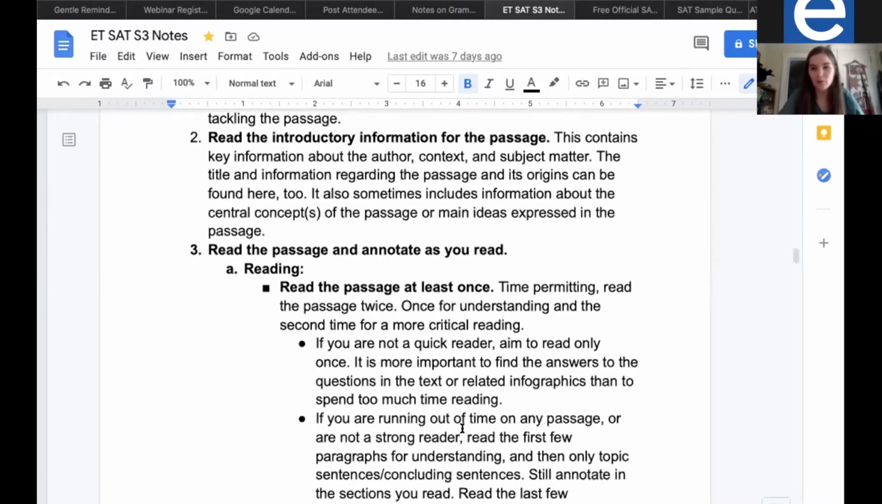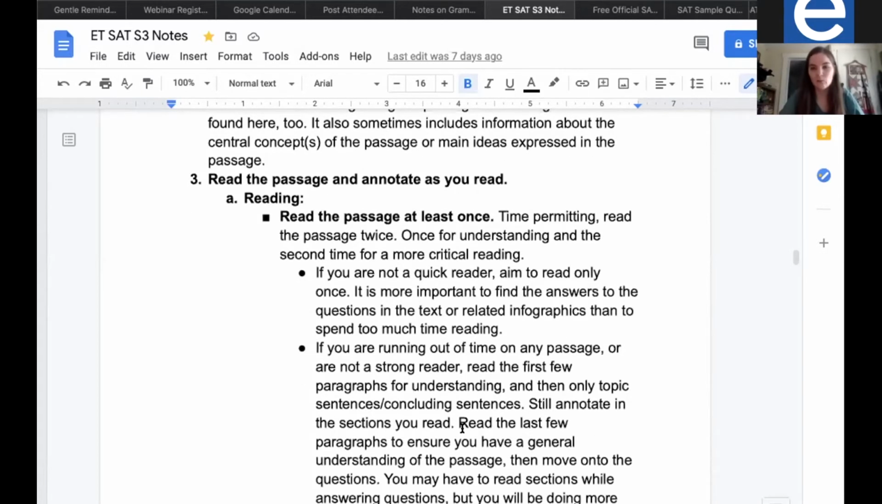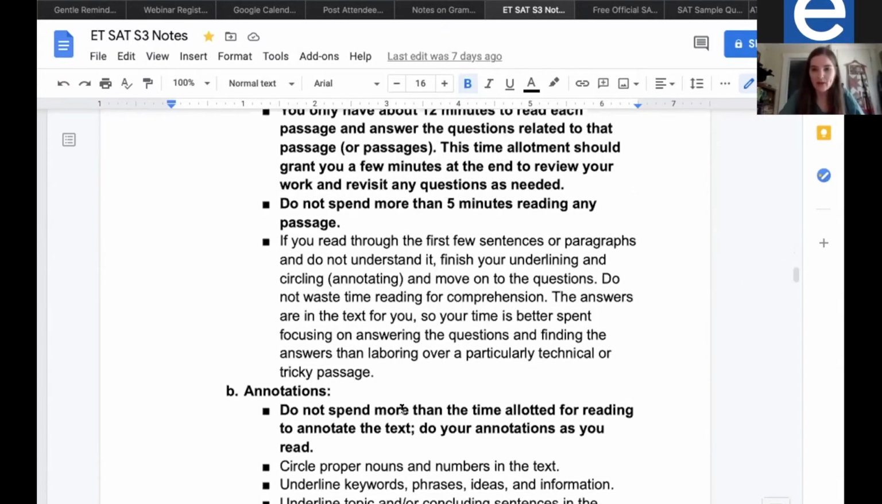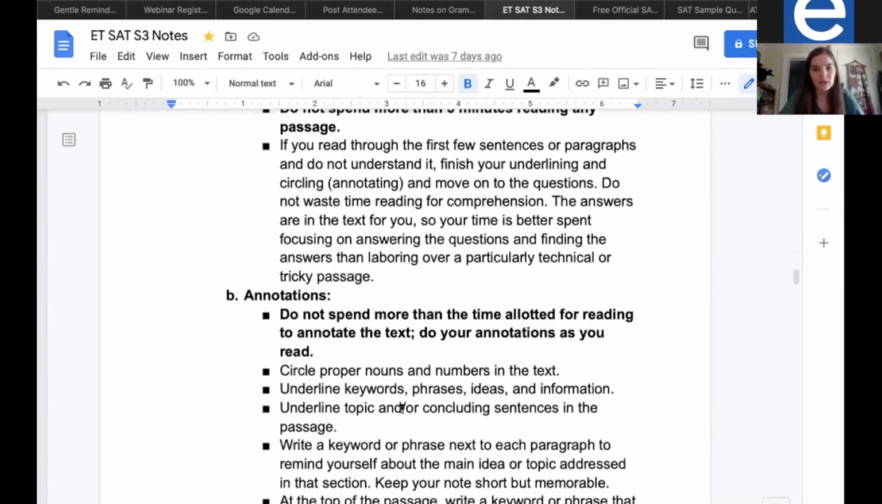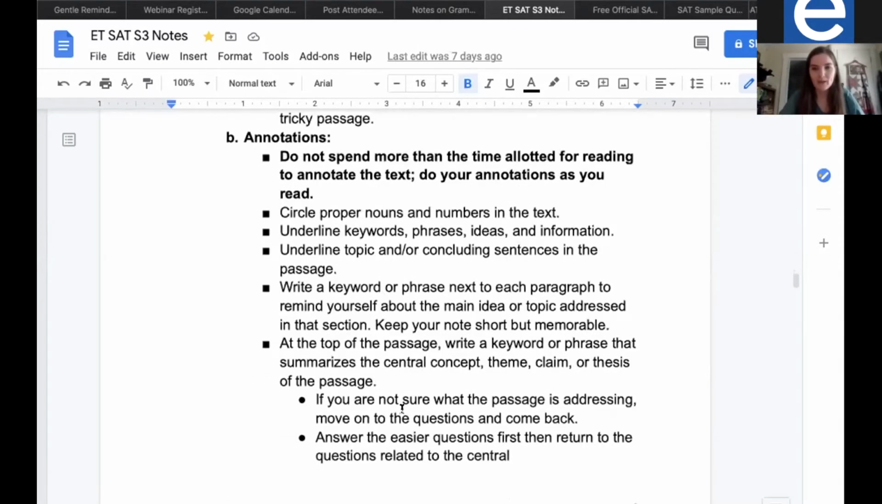Okay. I also expect that anytime you're given a passage to work on for homework, you've read the introductory information of the passage. It's in your best interest to do that because it's going to help you find key clues in the text and give you context to the passage you're going to be reading. You also should be reading the passages and annotating as you read, and I went through last week how to annotate. You need to make sure you are not spending more than 5 minutes reading and annotating any passage, because timing is key on this exam.